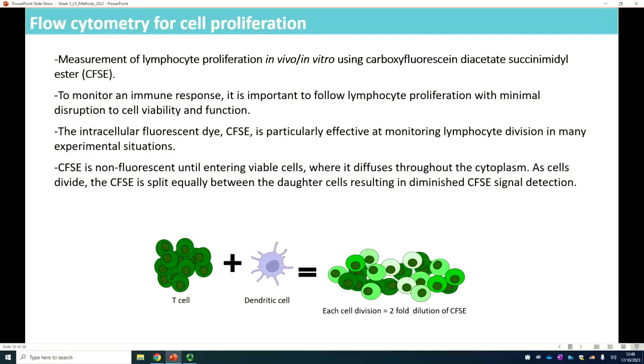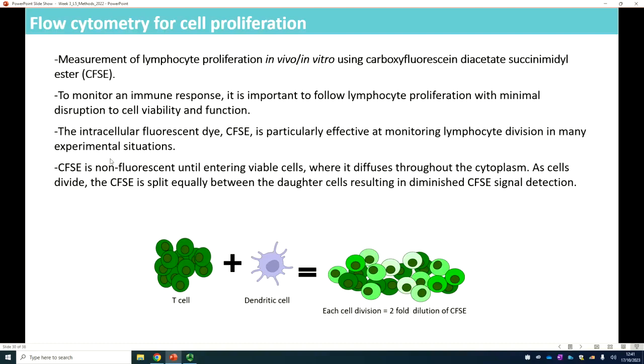You can also use flow cytometry to monitor cell proliferation. So in this case, we're measuring lymphocyte proliferation. You can do it in vivo or in vitro by using a stain called CFSE. And so in order to monitor immune response, it's important to follow the proliferation of lymphocytes, and you want to minimize any disruption to cell viability and function. So CFSE is really useful here because it's very good for monitoring lymphocyte division in these experimental situations.